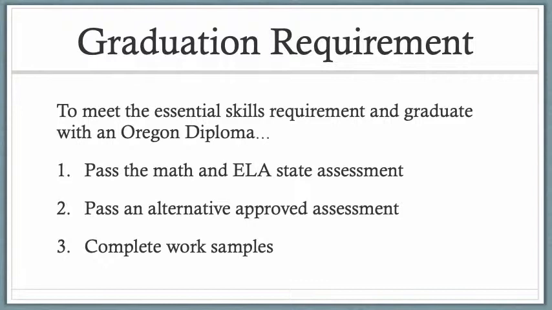Part of the Oregon graduation requirements is that students meet essential skills in math, reading, and writing. So either you are passing your math state assessment, the ones that we always take in the spring, or you're passing an alternative approved assessment, or you're completing a math work sample. That's what your goal is here, because either you opted out or you did not pass the math state assessment in previous years.